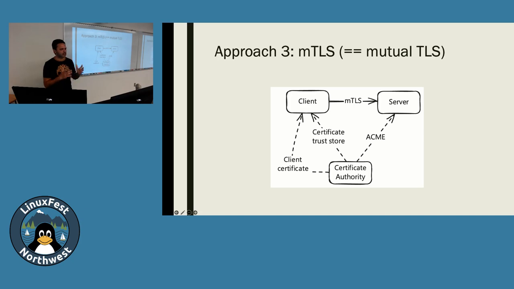This is how the mutual TLS setup looks like. Most of the components are the same as earlier, but there is a new component here where the client also needs to get valid client certificates from the CA. And this is what it will use as part of the mutual TLS handshake.